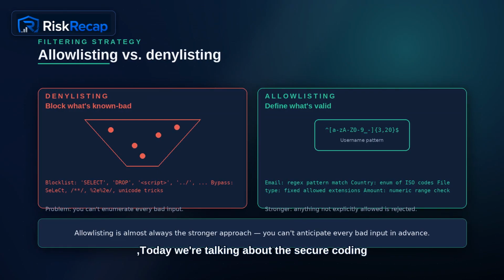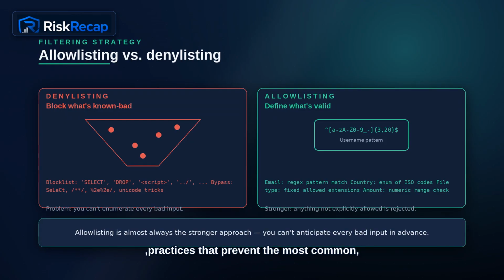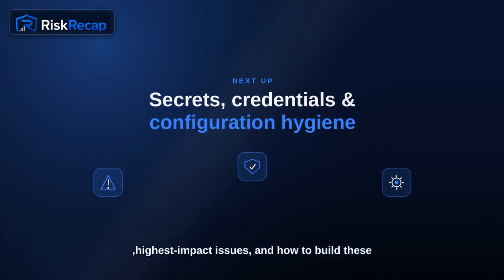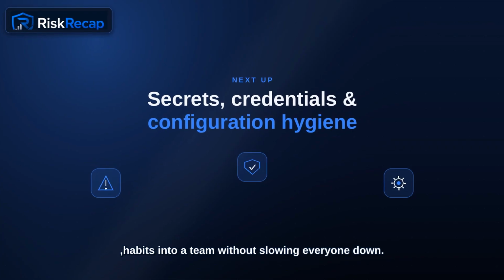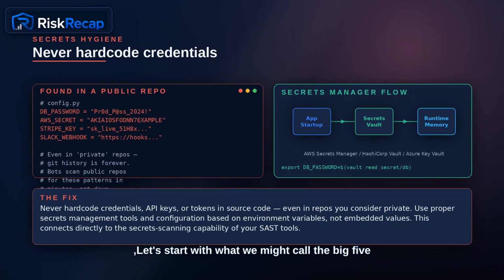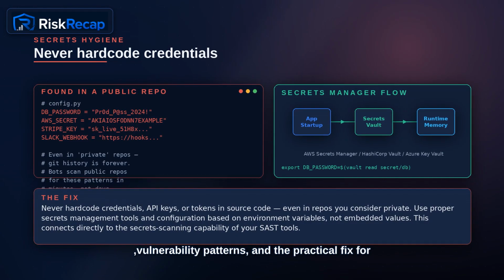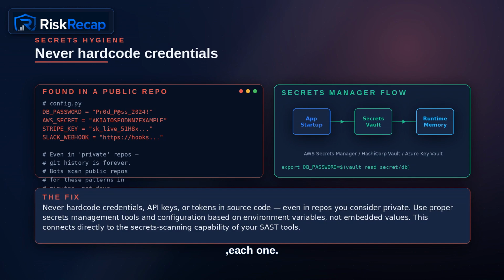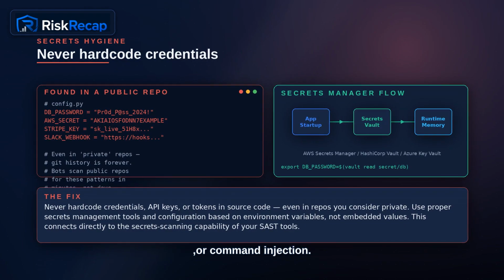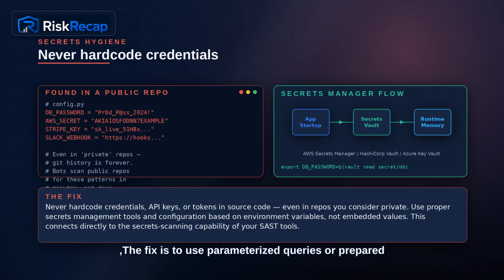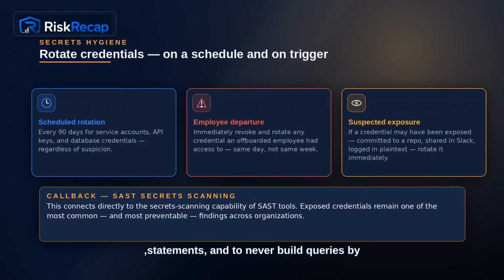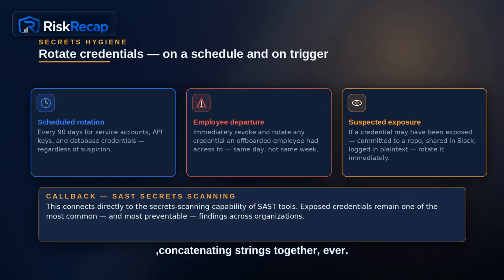Next, let's talk about secrets, credentials, and configuration hygiene. Never hard-code credentials, API keys, or tokens in source code, even in repositories you consider private. Use proper secrets management tools, vaults or cloud-native secret managers, and configuration that's based on environment variables rather than embedded values. Rotate credentials regularly, and especially after an employee leaves the company, or if there's any suspicion that a credential may have been exposed.